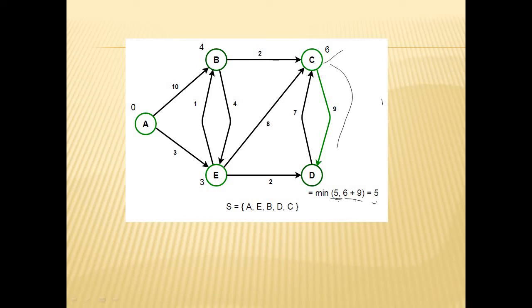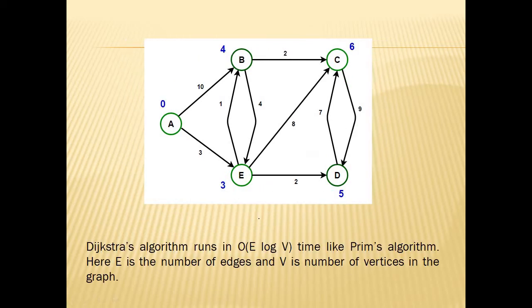The minimum is 5. So here we contain all the vertices which we visited. And now it is 5. So this is the final graph. And here we find the path from A to B, A to C, A to E, A to D. To travel from A to A, it is 0. From A to B, it is 4. From A to E, it is 3. From A to C, it is 6. From A to D, it is 5.